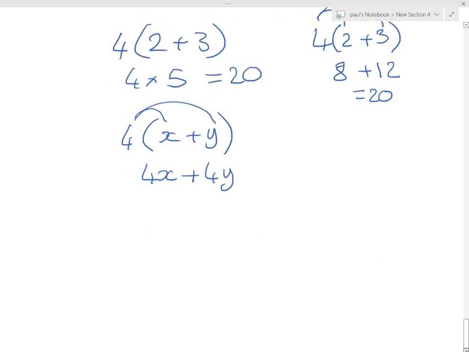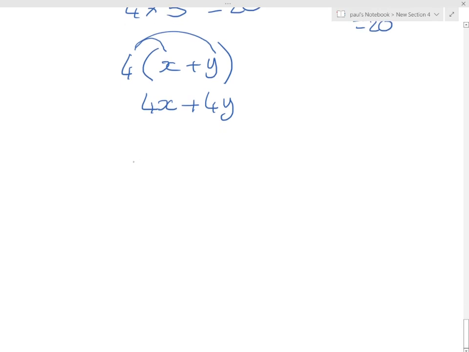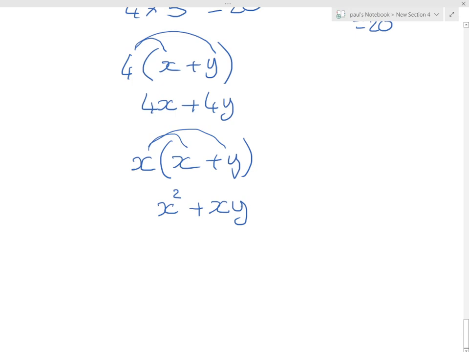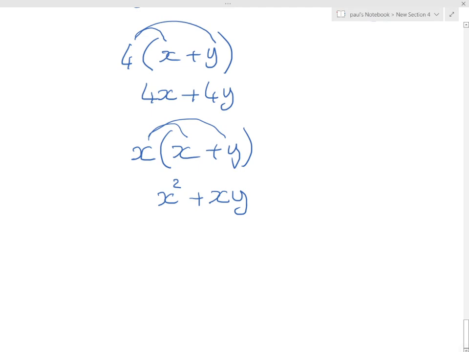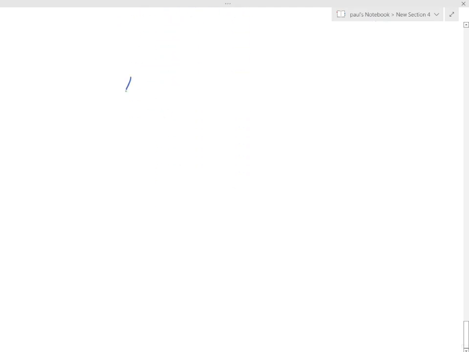And of course, we can have a letter outside the bracket. So x times x is x squared, and x times y is xy. That's just xy. No minuses. It doesn't matter how complicated this can get. You can get 4x times 3x plus 2y. Right. So now we're going to multiply that by that.